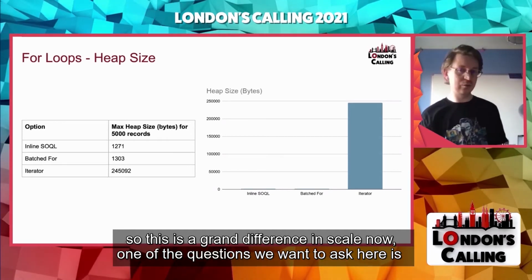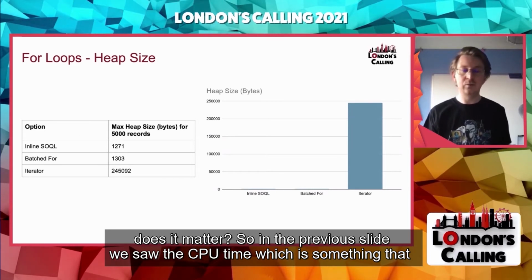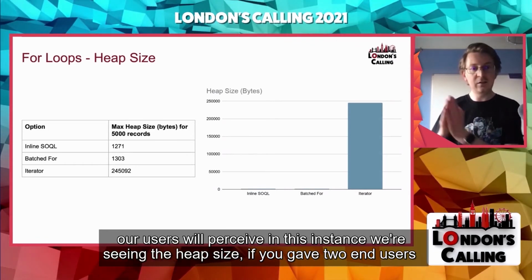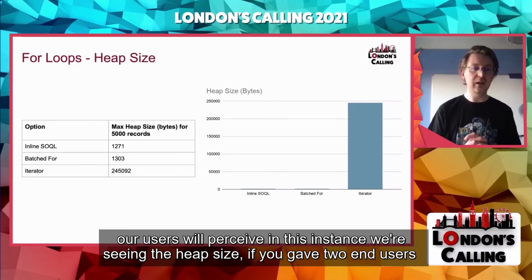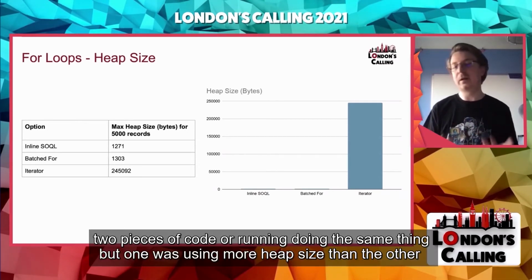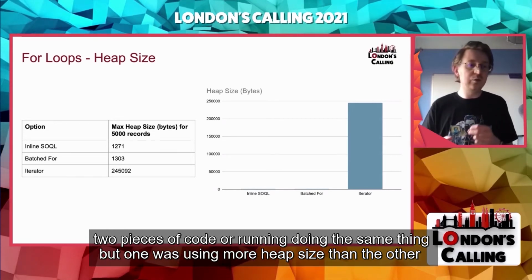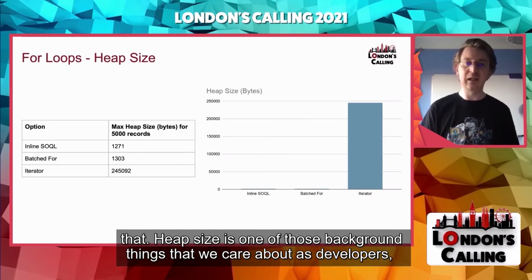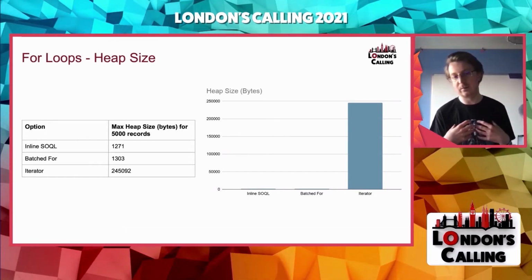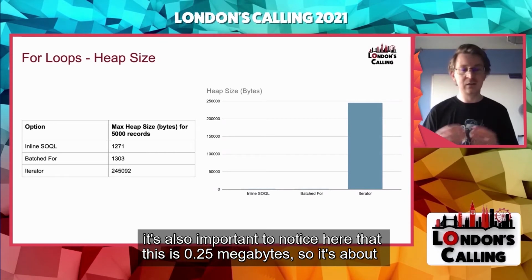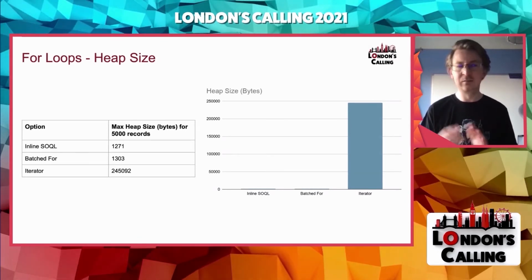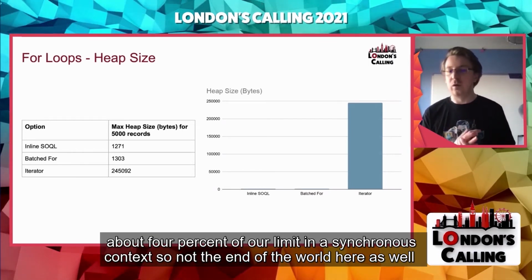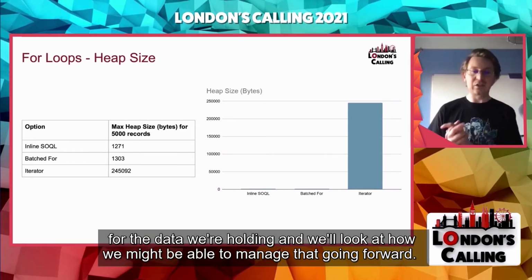Now, one of the questions we want to ask here is, does it matter? In the previous slide, we saw the CPU time, which is something our users will perceive. In this instance, we're seeing the heap size. If you gave two end users two pieces of code doing the same thing, but one used more heap size than the other, and they took exactly the same time, the user won't notice that. Heap size is one of those background things that we care about as developers. It's also important to notice that this is 0.25 megabytes, so it's about 4% of our limit in a synchronous context. Not the end of the world for the data we're holding, and we'll look at how we might manage that going forward.